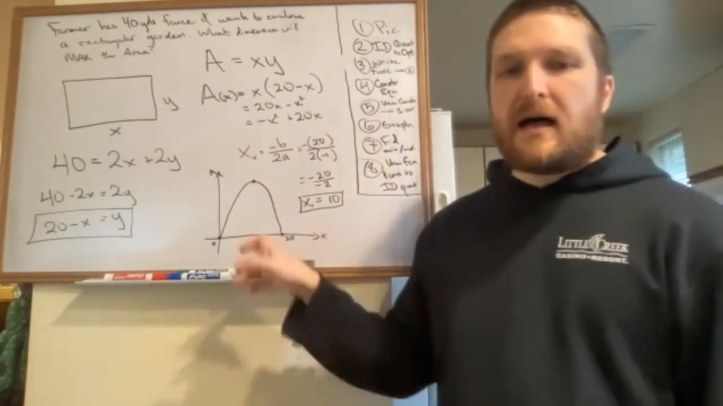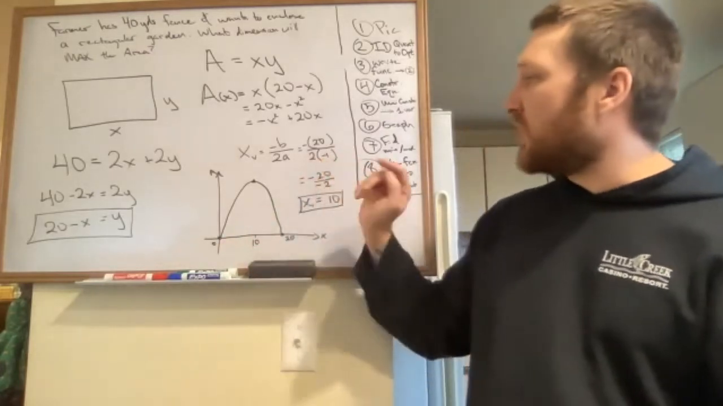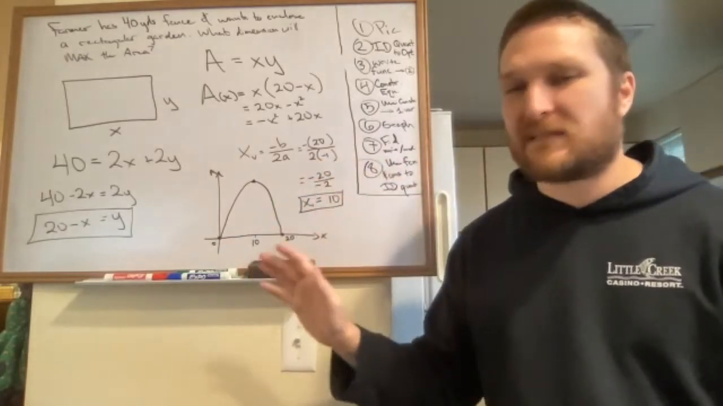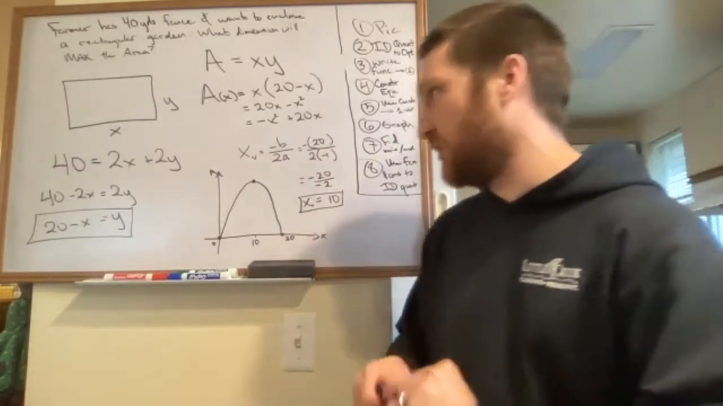So I can see that half of that distance is 10, but I also want to verify this because I don't trust myself. I'm serious. When I do these, I don't trust myself. And I want to say, okay, let me just make sure here.